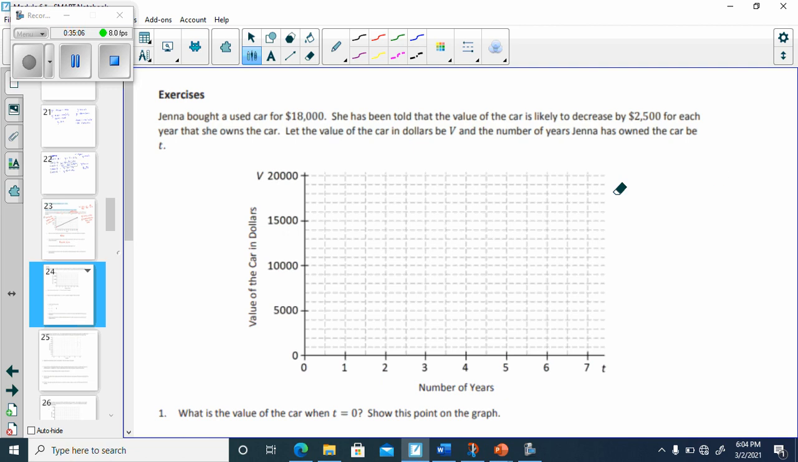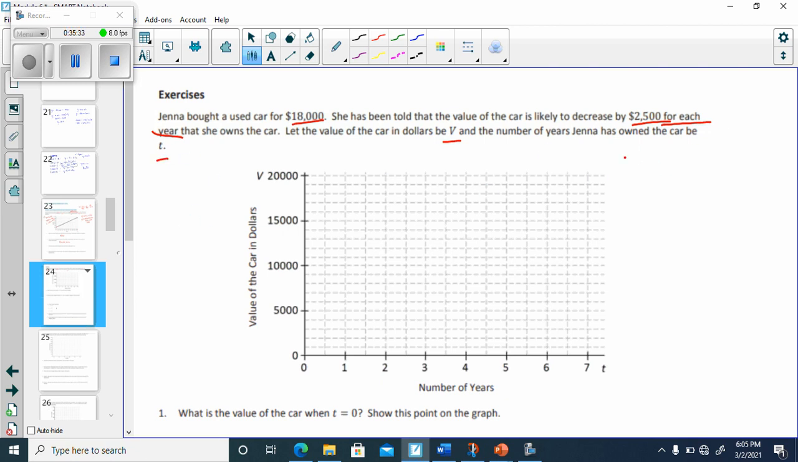Jenna bought a used car for $18,000. She's been told that the value of the car is likely to decrease. This is called depreciation, by $2,500 for each year. See, that's like per year, right? $2,500 per year. That tells you that's your rate of change. Let the value of the car in dollars be V, and the number of years she owned it be T.